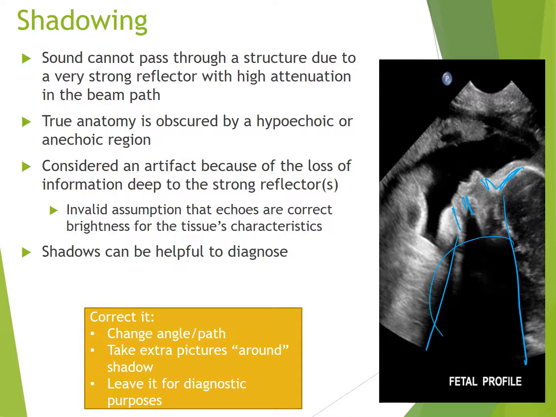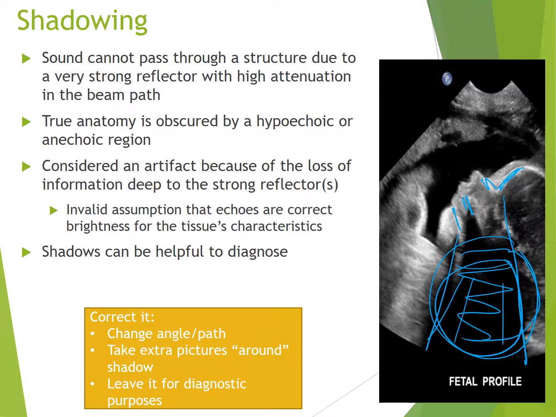That shadow comes in because there just isn't any sound getting to the area. We consider it an artifact because we know there's more baby back here. This just isn't a big fetal or a big cyst hanging out back there. So we consider it an artifact because the tissues that are back here are not being displayed at the correct gray that we would expect.